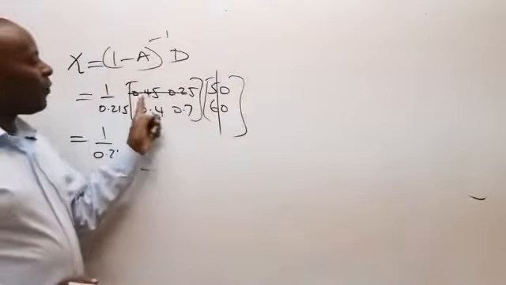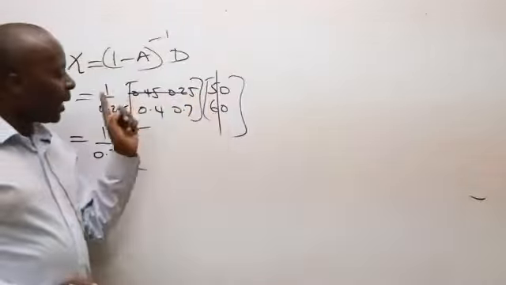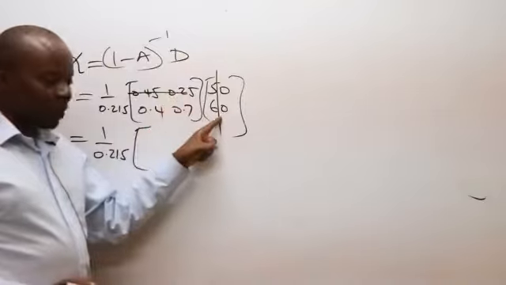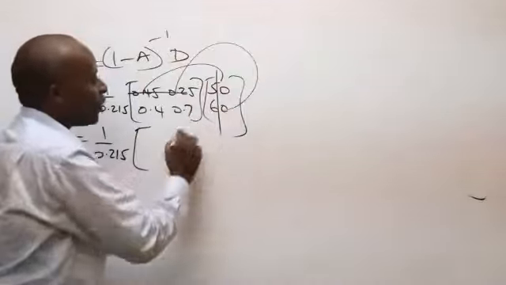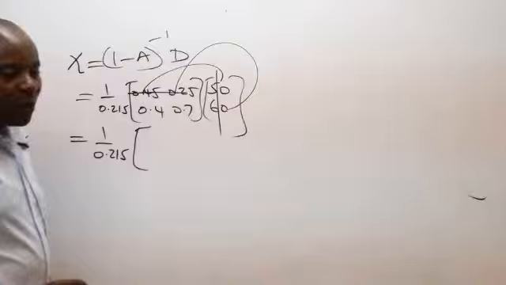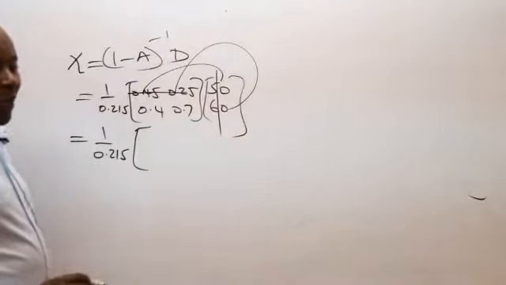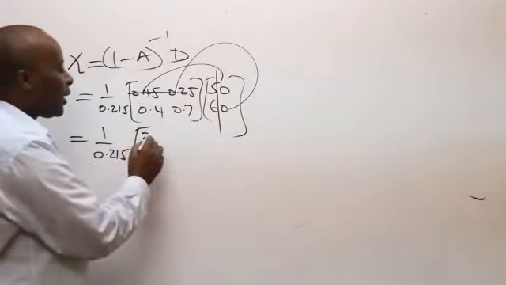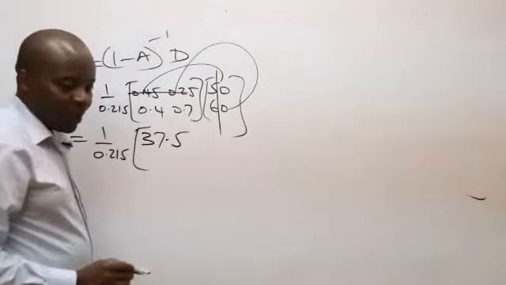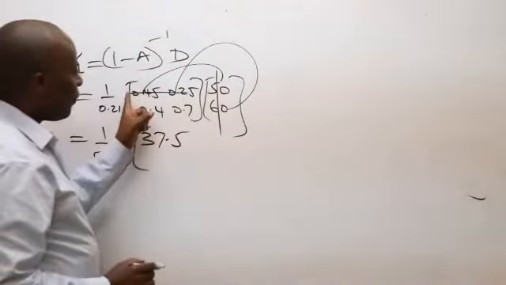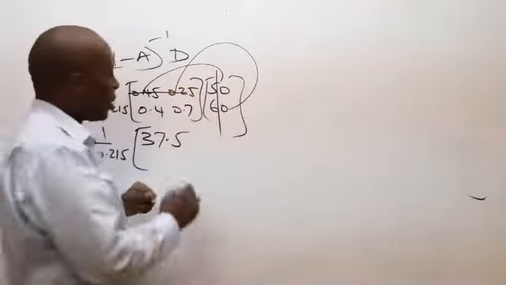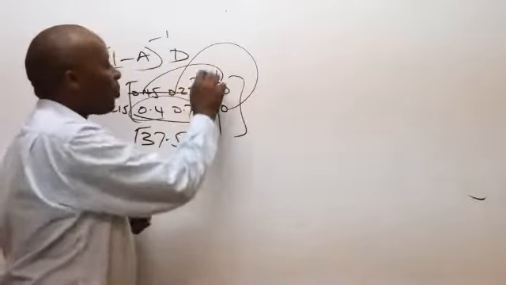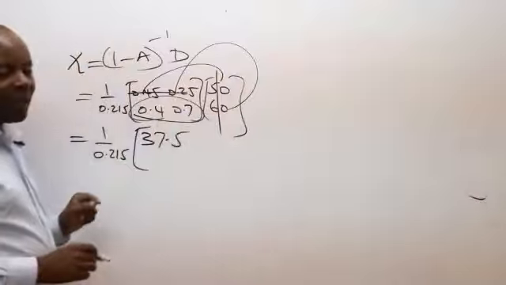You say 0.45 times 50 plus 0.25 times 60. Remember, it is first ones multiplied plus second ones multiplied. So I'm told it will be 37.5. Remember, whatever I've done with this row, I have to do it with this other row. So this row, again, my buddies will multiply this first column there.